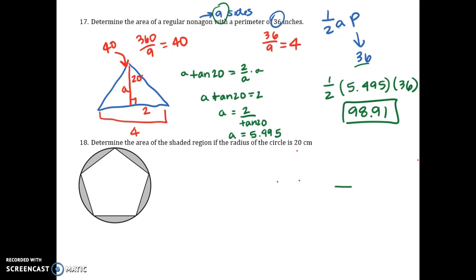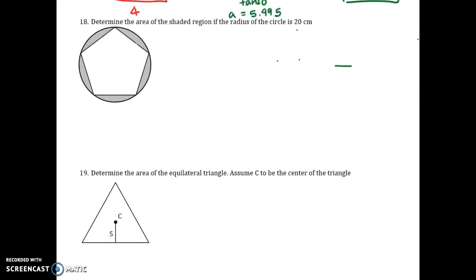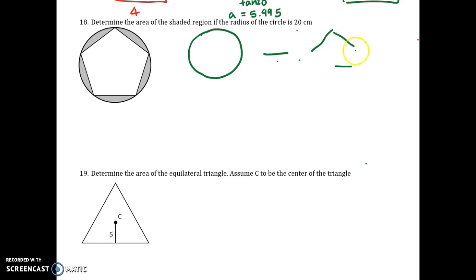All right, next one. Determine the area of the shaded region. So this is a situation where I'll find the area of my entire circle, and then I'll take out the pentagon. And that will give me the kind of goofy shape on the edges.